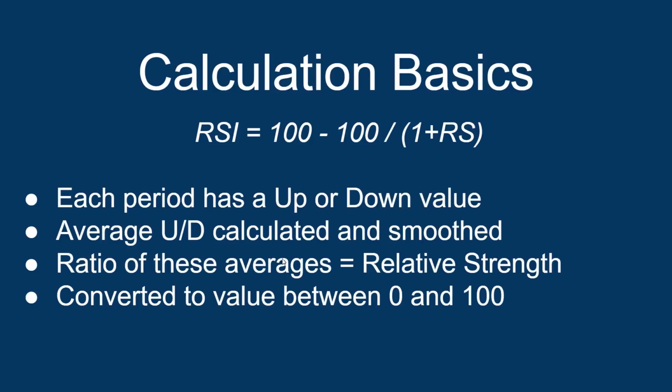Essentially, each trading day has an up or down value. The average up values and the average down values are calculated. They're smoothed, and there's a couple ways to do this based on what RSI indicator you're using. But essentially, we create two different averages, and the ratio of these averages becomes the relative strength. And that is then converted into something that sits on an index between 0 and 100. So relative strength becomes the relative strength index. And this is essentially what the calculation is.